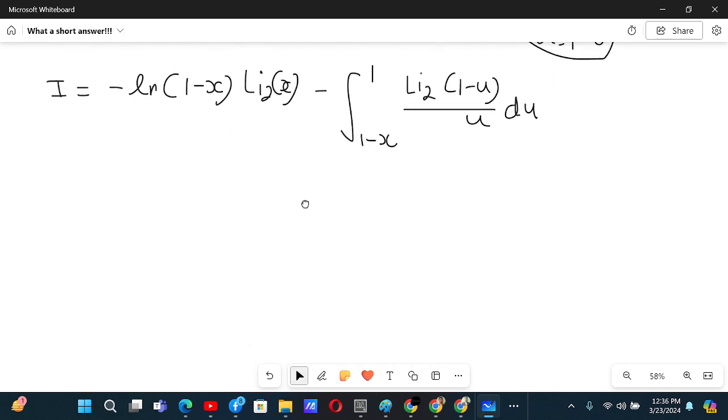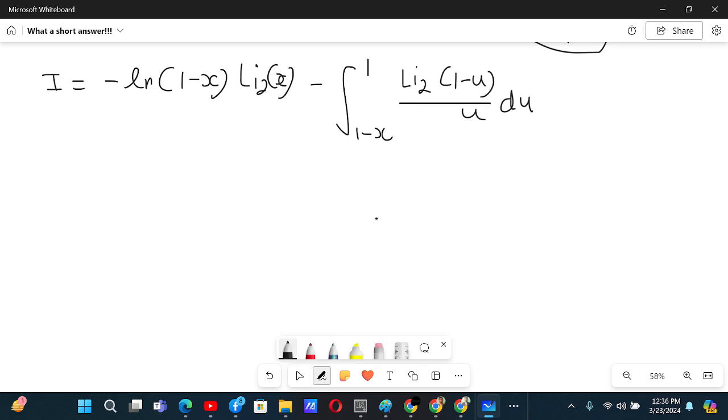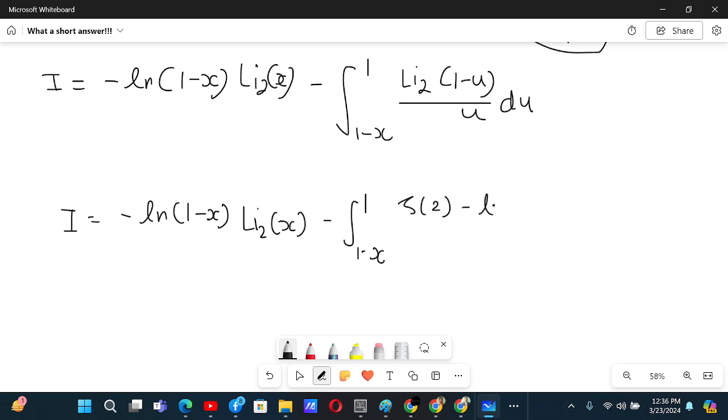We can use Euler's reflection formula of polylogarithms to convert this to the Li2 of u. I equals minus ln of 1 minus x Li2 of x, and then minus the integral from 1 minus x to 1. Now this formula is basically Riemann zeta of 2 minus ln x ln 1 minus x minus Li2 of u. Yeah, that's the formula.